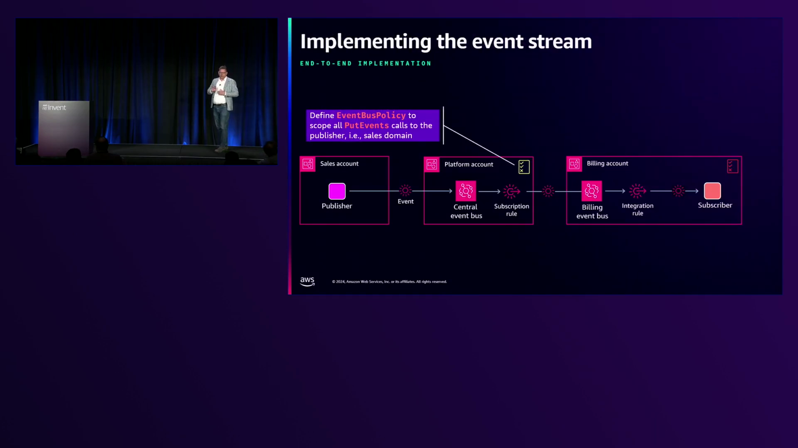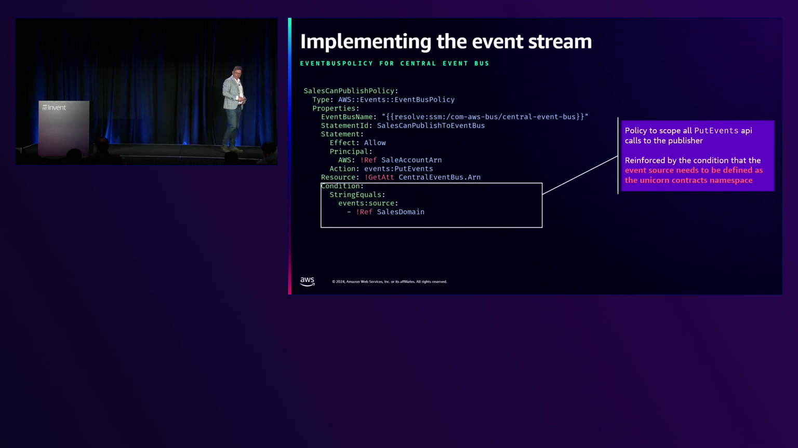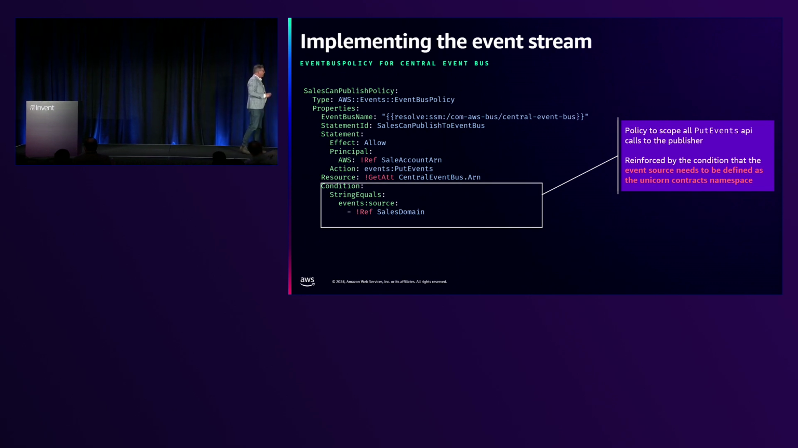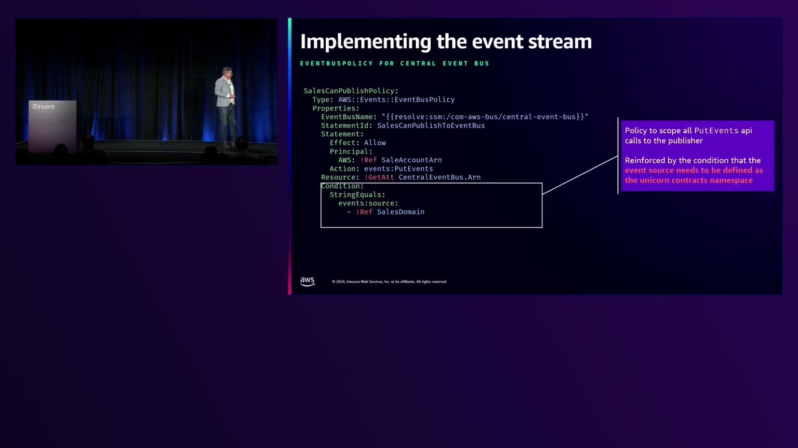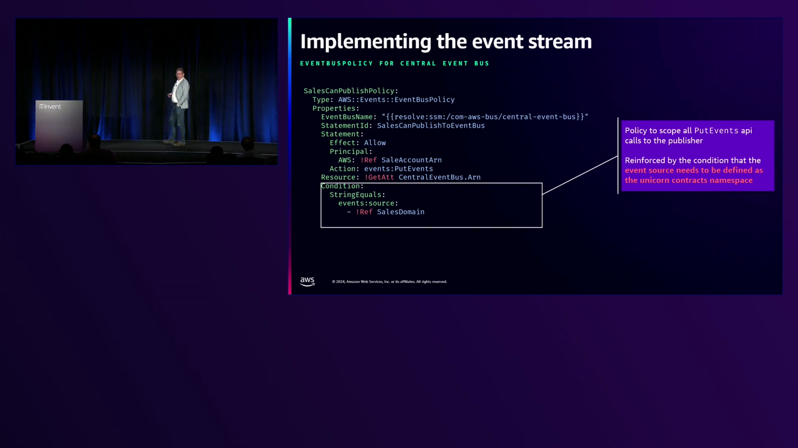So the first thing that we need to do to make this call chain happen is create an event bus policy that says that I'm allowing the sales account to publish to my central event bus. This is an important security feature, so you don't have unauthorized publishers from a domain that hasn't been registered on the central event bus sending events to it. And that event bus policy looks a little bit like this, where we're going to allow PutEvents actions as long as the events that are being sent come from the sales domain.